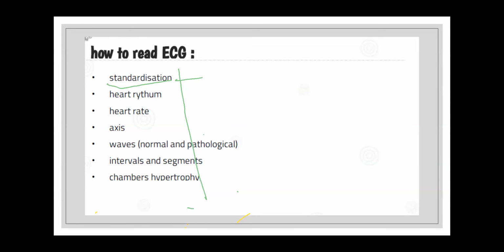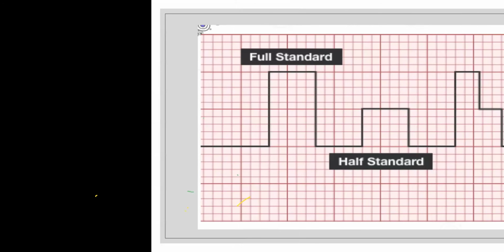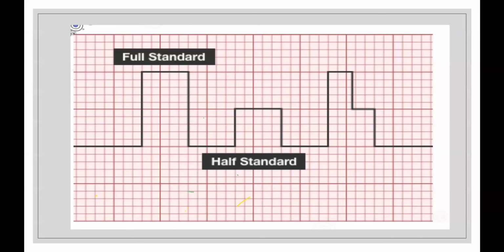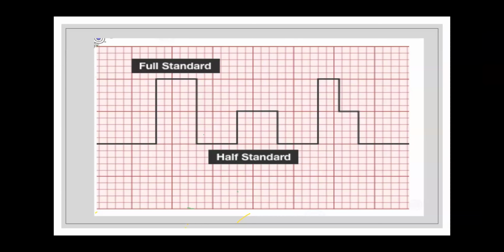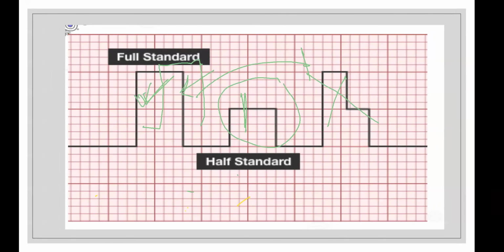Okay, so let's start with the standardization. I've already told you: in the ECG, this tells you full standard, and below this tells you half standard. Why half standard? Because it comprises 5 boxes in the vertical direction. This is not appropriate. You should see this bar or line on the ECG. In some ECGs it is present at the start, and in some you can see this line at the end as well.